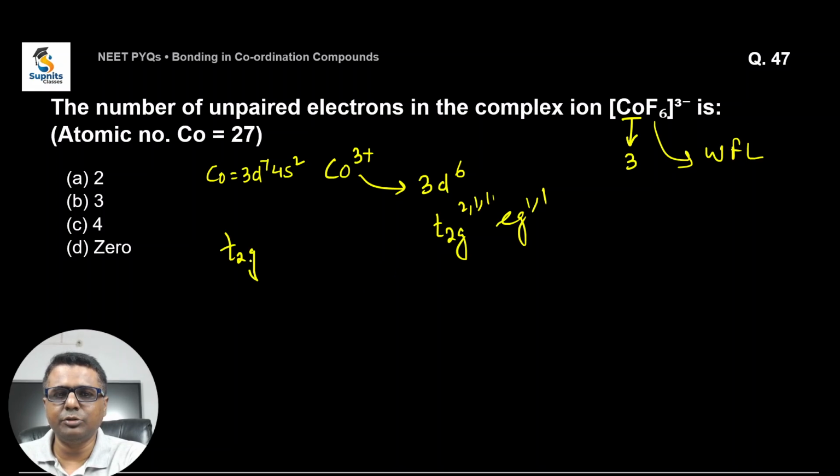I'll show this. t2g, eg. First 1,1,1, then 1,1 with weak field ligand. Then another electron is there, and this is going to pair up. With strong field, first t2g is going to fill up and then eg is going to fill up. So how many unpaired electrons are there? 4.